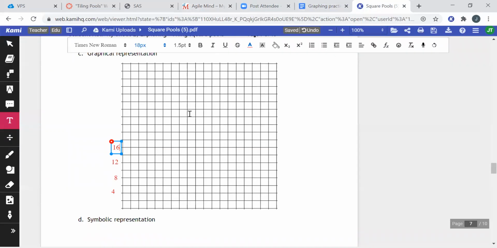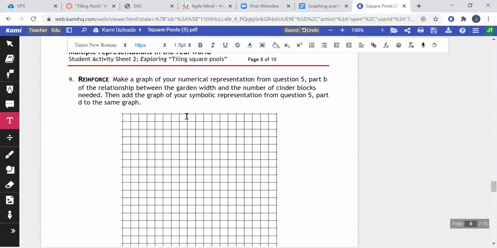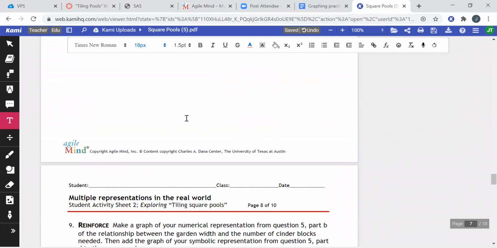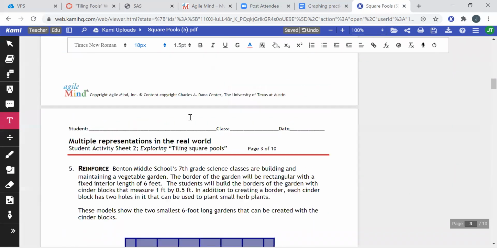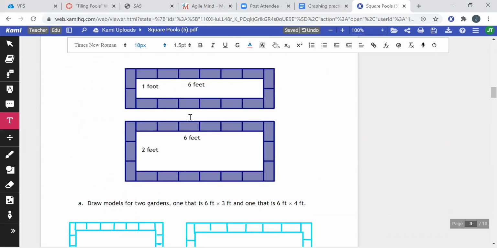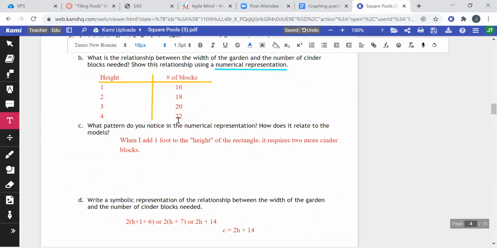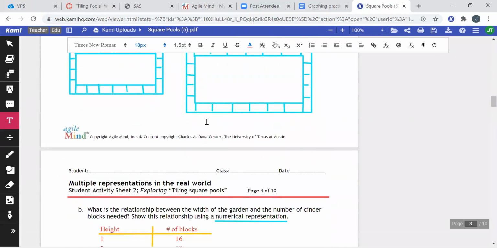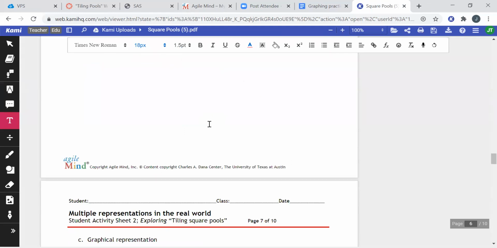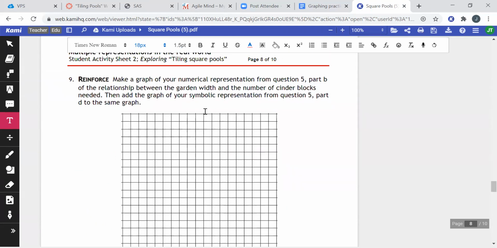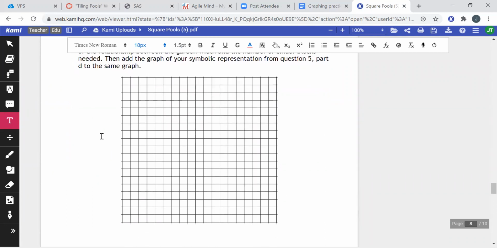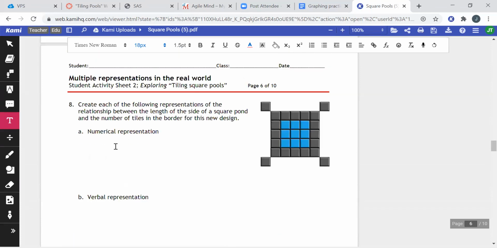Okay, almost done. Question number 9 is part 5. That's back to our flower bed thing. I'm not showing you question 8 because you can literally copy it out of the assignment. I just showed it to you. So back to 5, we're dealing with the cinder blocks and the flowers and all that stuff. What it's saying is they've decided we're going to make a relationship between the garden width and the number of cinder blocks. Okay, so I'll show you how I would do this.